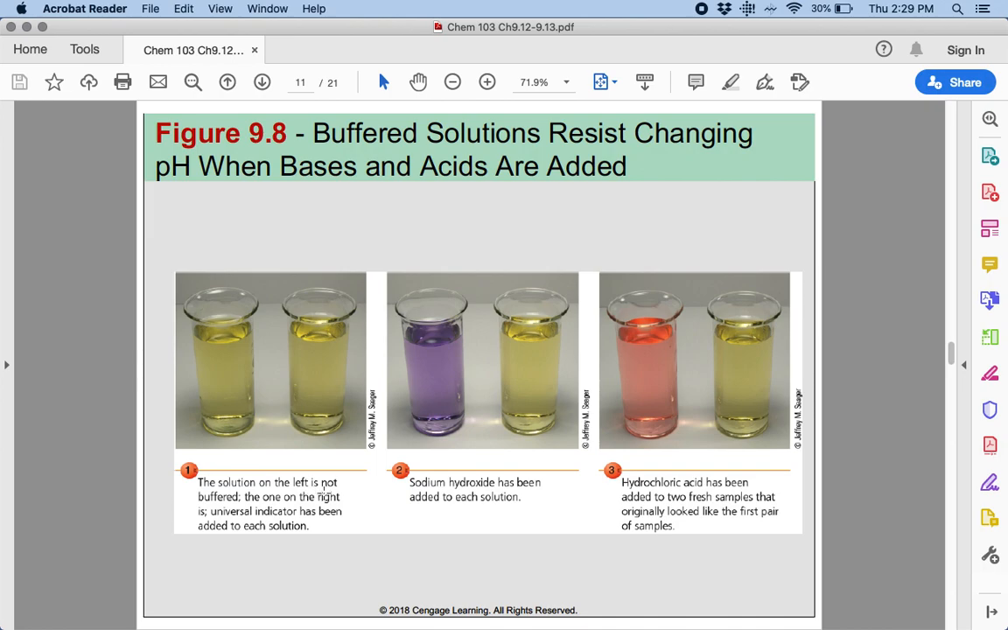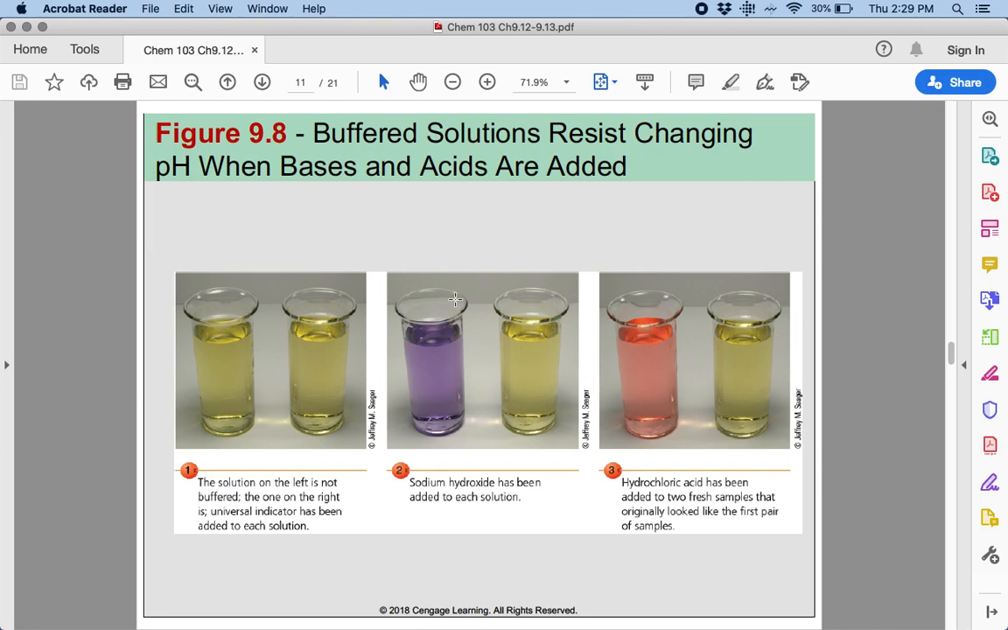So here's just an example to show you what this would look like. The solution on the left is not buffered and the one on the right is. We're going to add a universal indicator, which when we add base will go purple and when we add acid will go pink. So we have this buffer solution and a non-buffered solution.